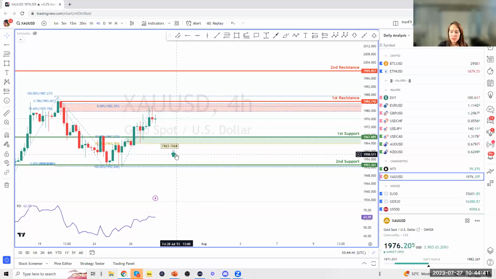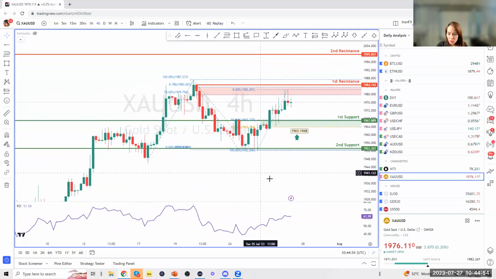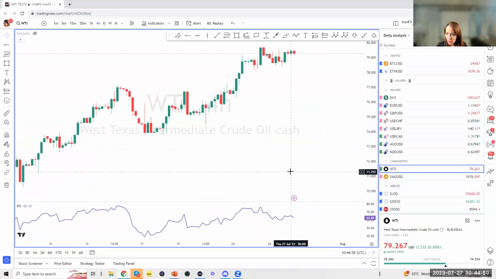You may wait for the confirmation if you want to be safe. Okay, wait for the confirmation. Like I say, rejection, price action, price pattern, and then you buy. Okay. So this is the view for gold. Let's look at oil.